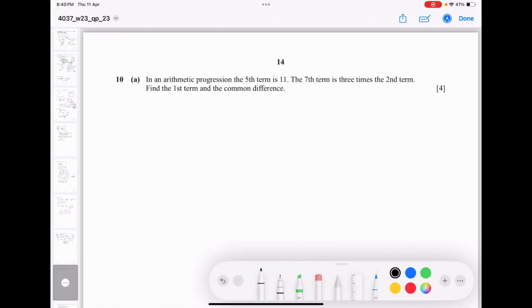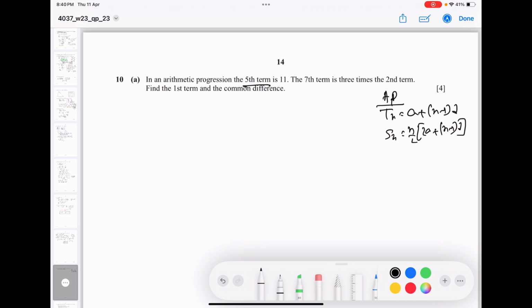Let us come to question A, 10a. This is the arithmetic progression. Fifth term is 11. Seventh term is 3 times the second term. Find the first term and common difference, and its marks is 4. So, we know the nth term is a plus n minus 1 d, and the sum of n terms is n by 2 times 2a plus n minus 1 d. These all are for AP. GP is a bit different. I'll show it later on.